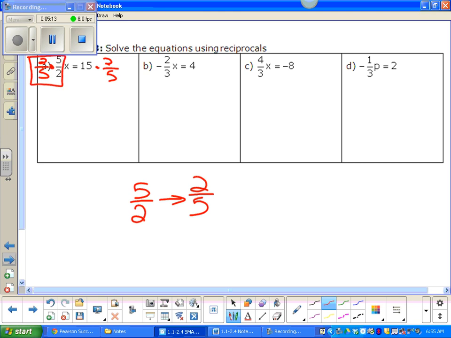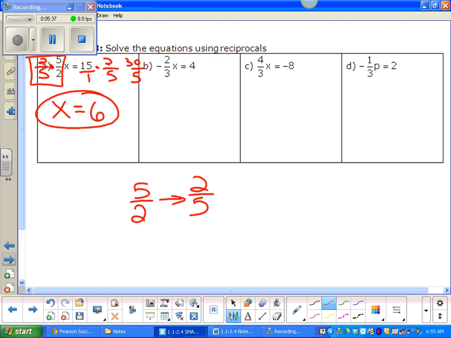2/5 times 5 halves is 1. So I'm left with 1x. 15 times 2/5, if I have trouble multiplying fractions, I can make the 15 into a fraction, and then I multiply across. 15 times 2 is 30. 1 times 5 is 5. 30 divided by 5 is 6.